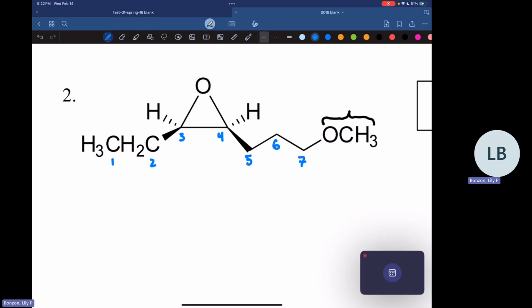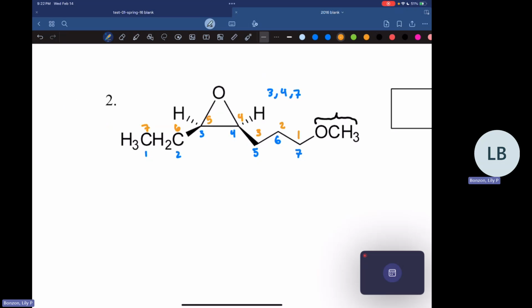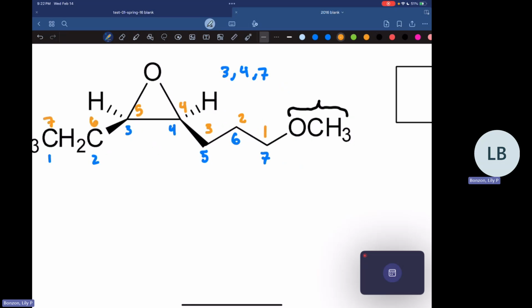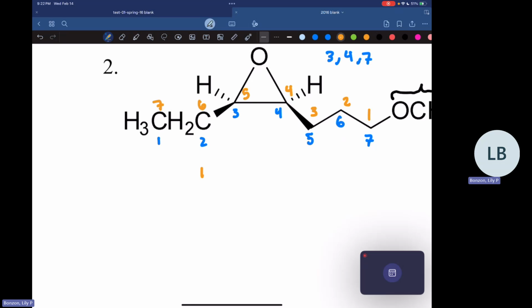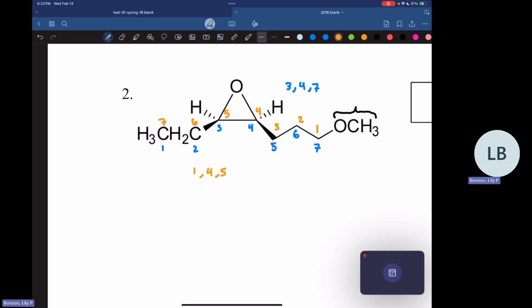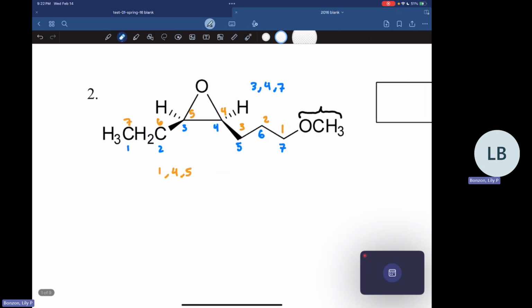our substituents are going to be on 3, 4 for the epoxide, and then 7 for that ether group. If we go the opposite way, we get our ether on carbon 1, and then our epoxide on carbon 4 and 5. And so the orange numbering is going to give us the lower numbering, so we're going to go with that.